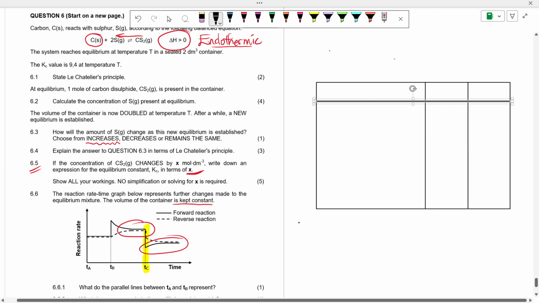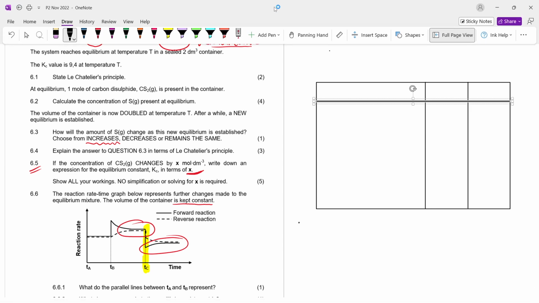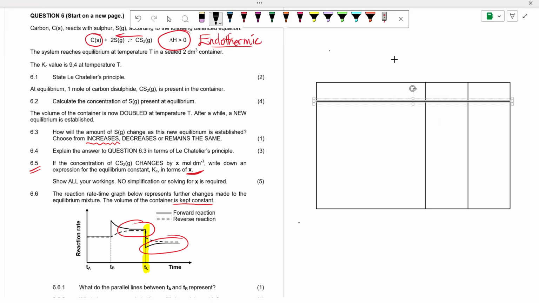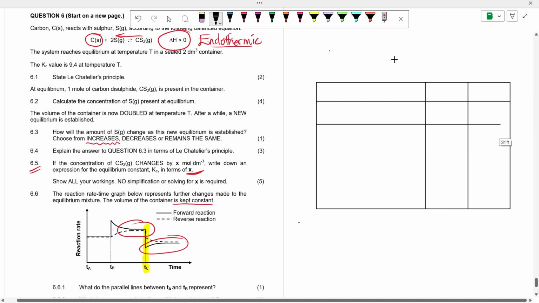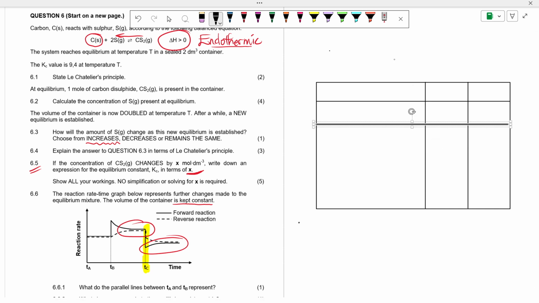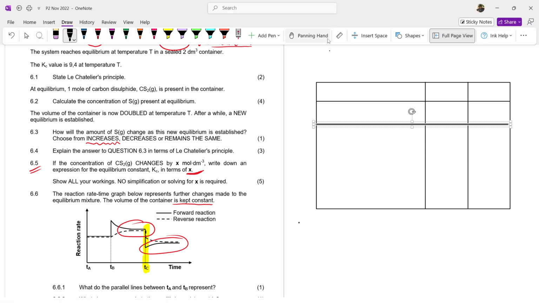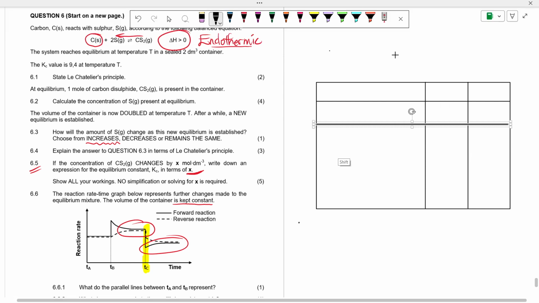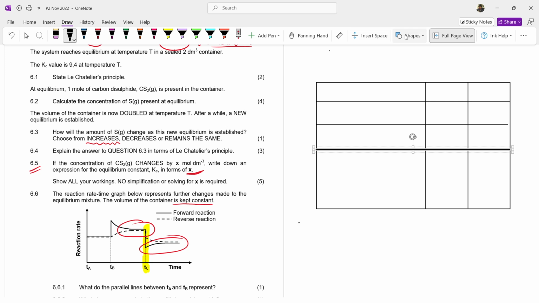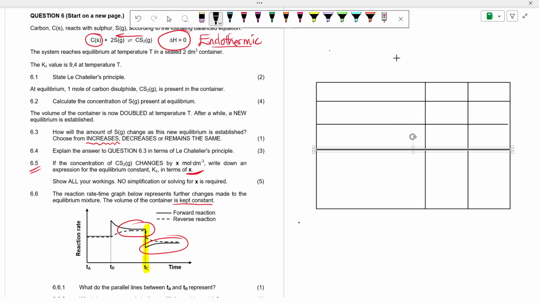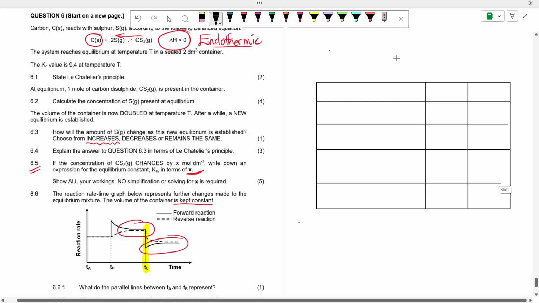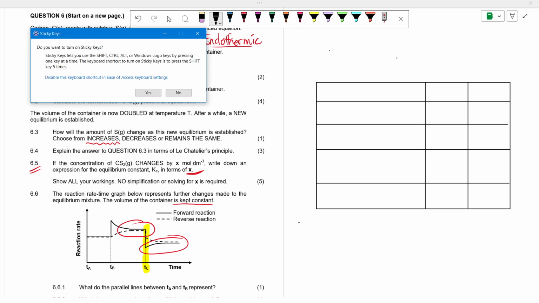Okay, so let me just draw all the divisions that I need. We have initial moles, and then we have change. From change we have what is at equilibrium, and then from there it's just going to be dividing by volume to find the concentrations.